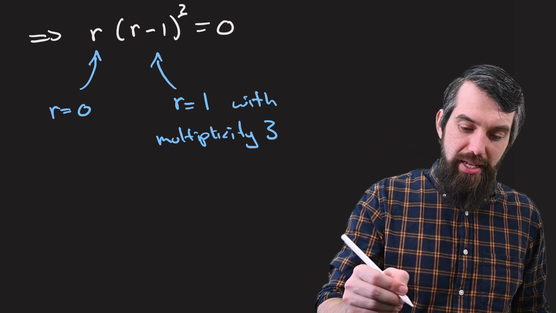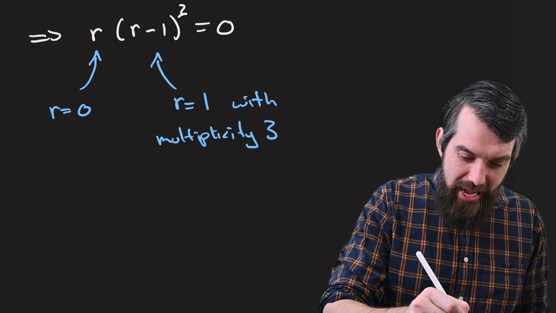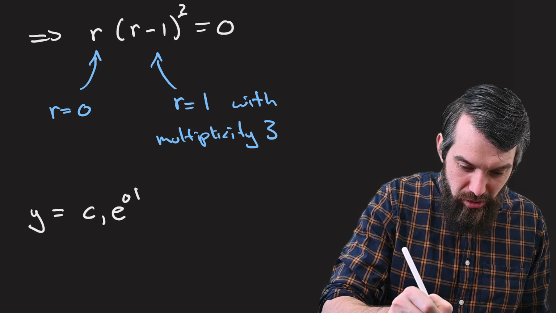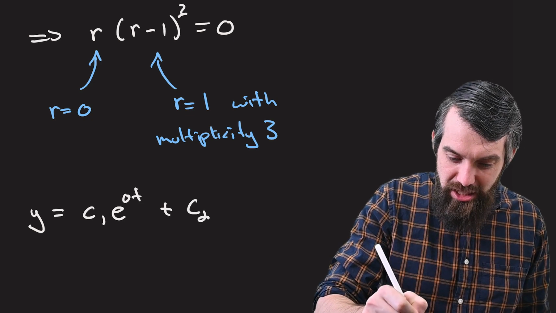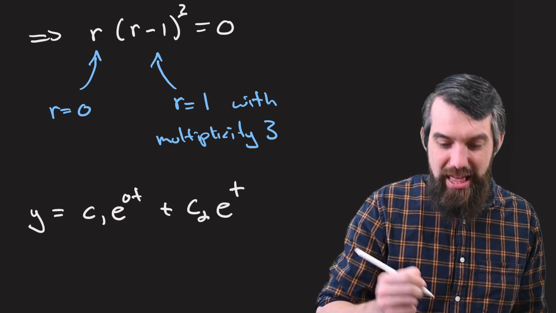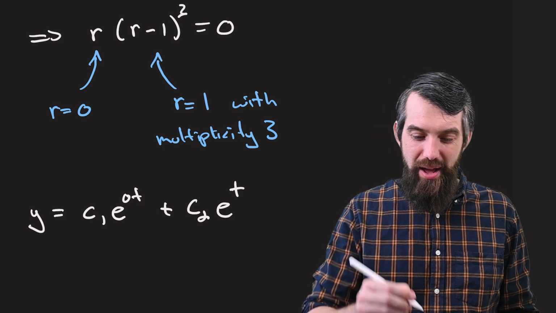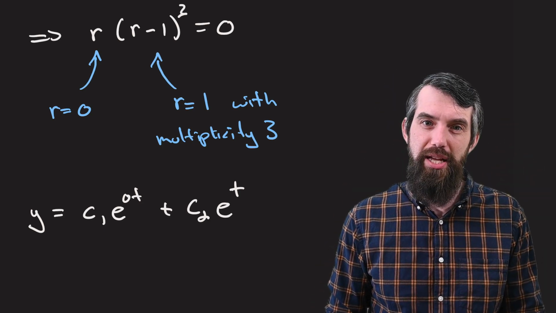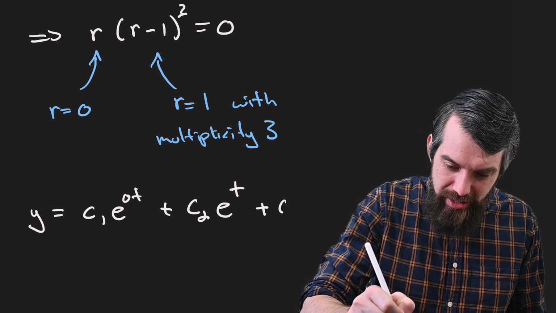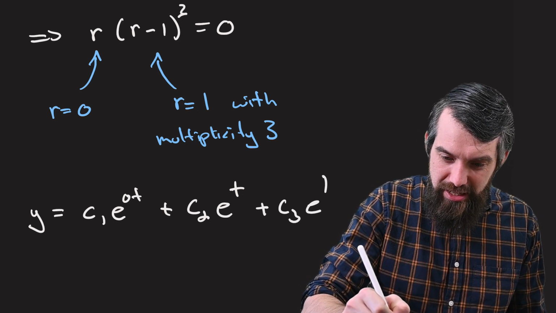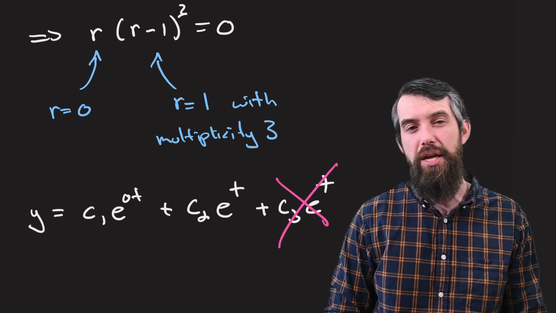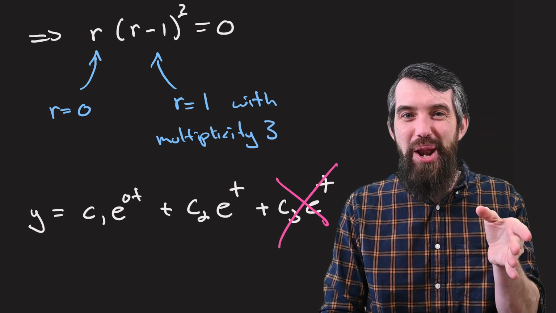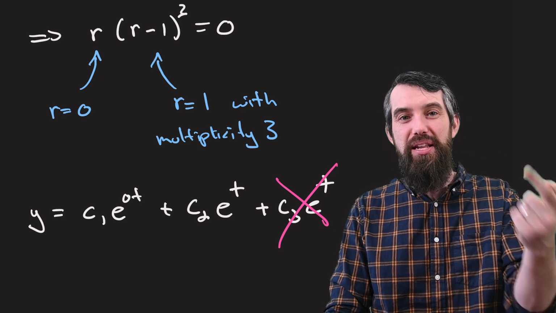So the issue is, I can't just go and say that my solution, which I might be tempted to do, would be like c1 e to the 0t plus c2 times e to the t, that would be with r equal to 1. But because it's degree 4, and I'm looking for 4 linearly independent solutions, I can't just go along here and say that c3 is e to the t again. This just doesn't work out. The reason is that that is just a copy of the term that I already have. This is not a new linearly independent solution.